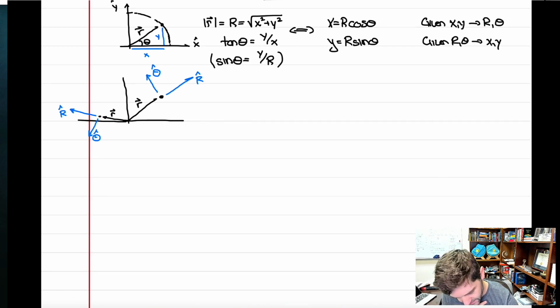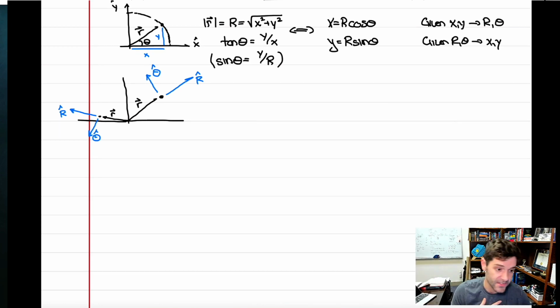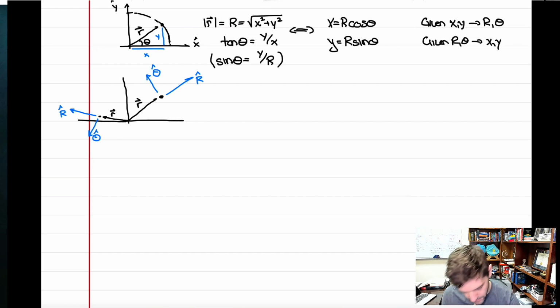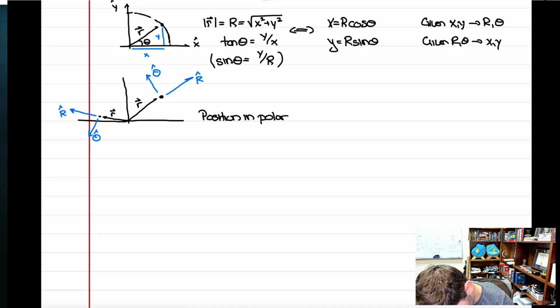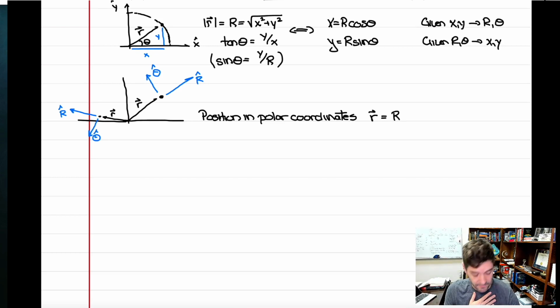So if you write, for example, positions, to specify a position in x and y, you're saying something about how far to the left and right you go, and then how far up and down you go. To specify position in polar coordinates, that position really is just saying how far out do we have to go away from the origin along the radial direction.